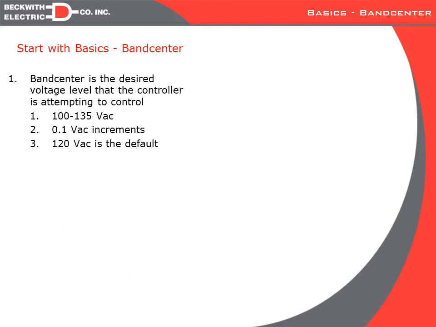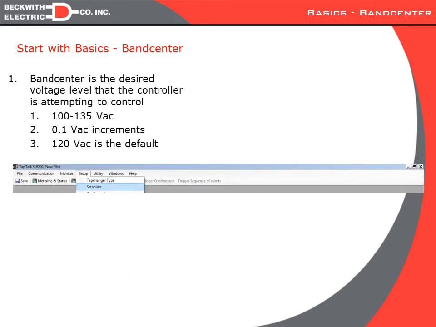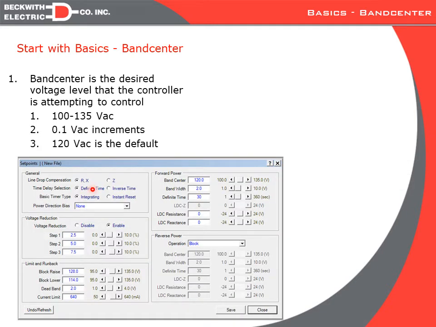And in the software, we would go to do File, Setup, and we would select Set Points. And when we do that, this screen should come up. And right here, we have the band center value. And with all of our settings, if you notice beside the setting, it'll show you the legal range. In this case, 100.0 to 135.0. And the scale, in this case, volts.